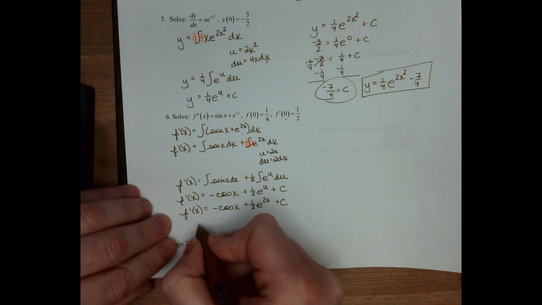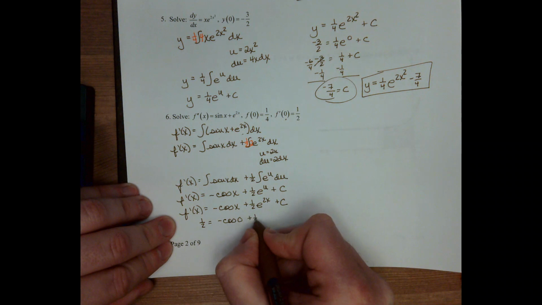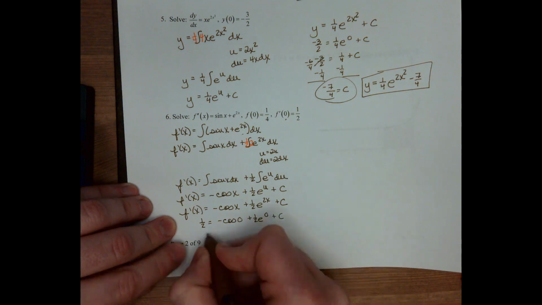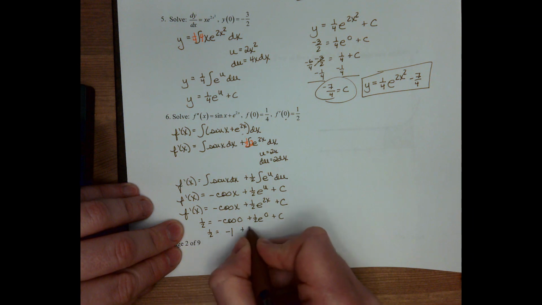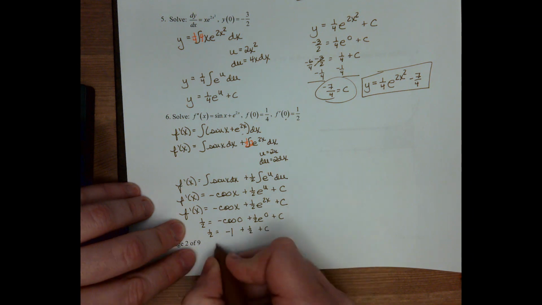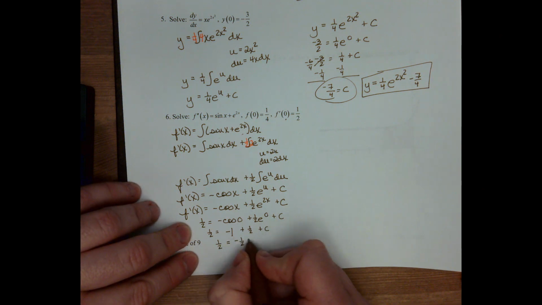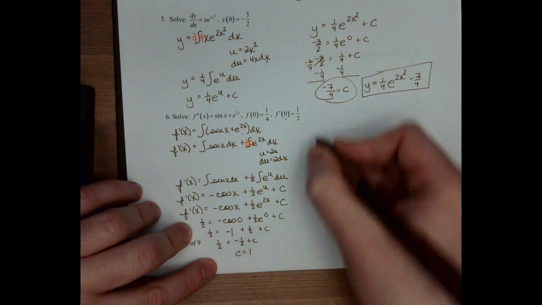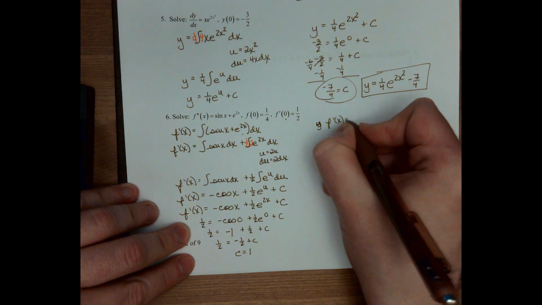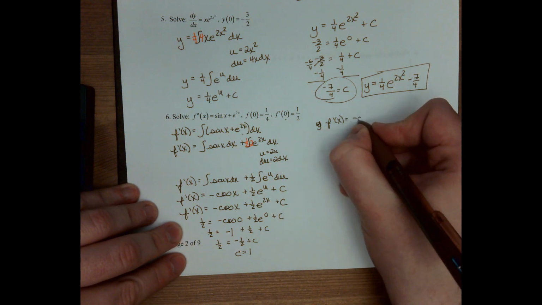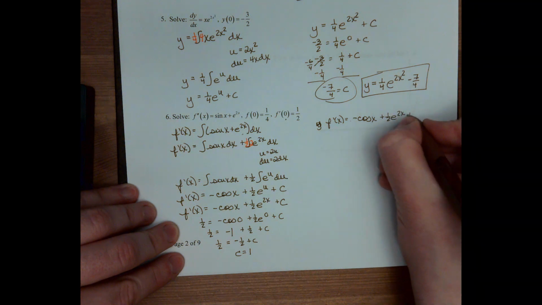Okay, so 1/2 equals negative cosine 0 plus 1/2 e to the 0 plus a constant. Cosine of 0 is 1, so this is negative 1. E to the 0 is also 1, so 1/2 plus c. 1/2 equals, oh goodness, negative 1/2 plus a constant. I think your c is 1, which tells me that f prime of x is going to equal negative cosine x plus 1/2 e to the 2x plus 1.